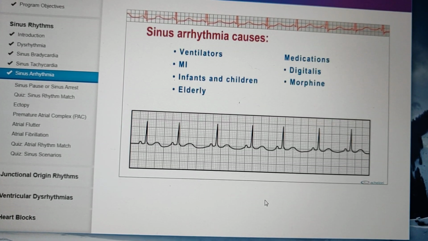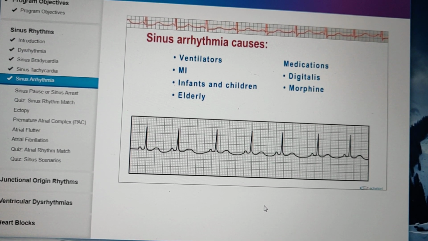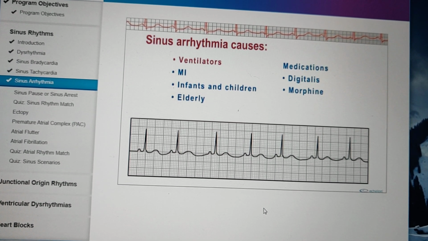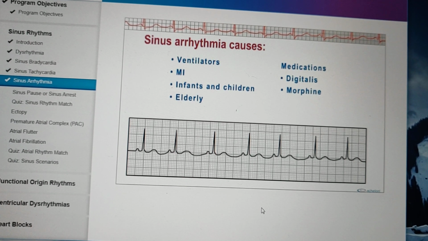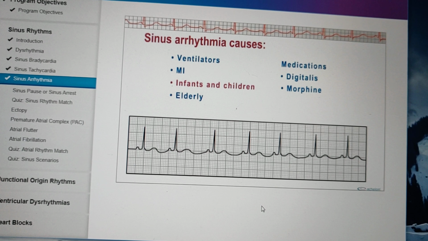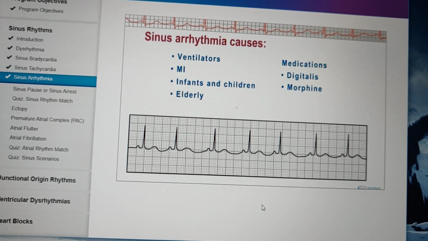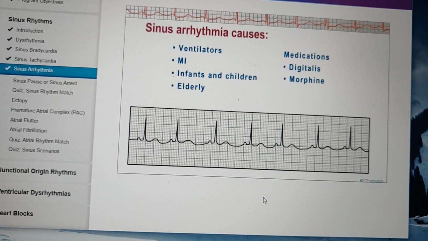Sinus arrhythmias can have many causes and come from a variety of sources. They are common for patients on ventilators because of the expected change in the intrathoracic pressure, which can sometimes affect the sinus rhythm. You may also see sinus arrhythmias with an MI, with infants and children, and with the elderly, because of conditions associated with aging such as heart disease, post-MI, or an increase in intracranial pressure.